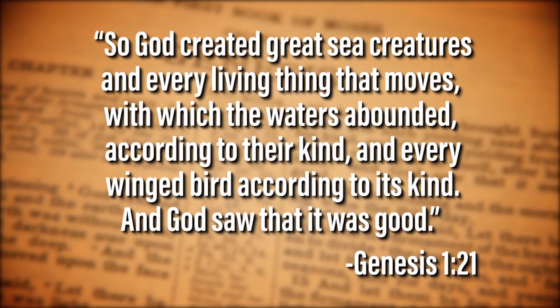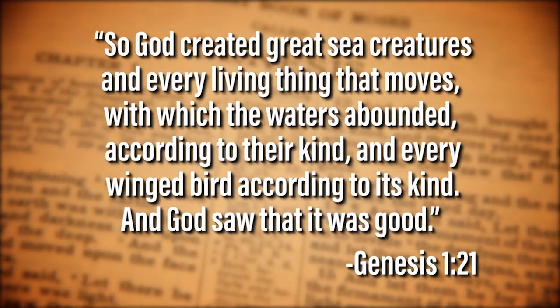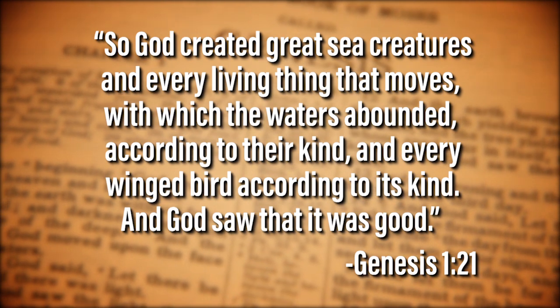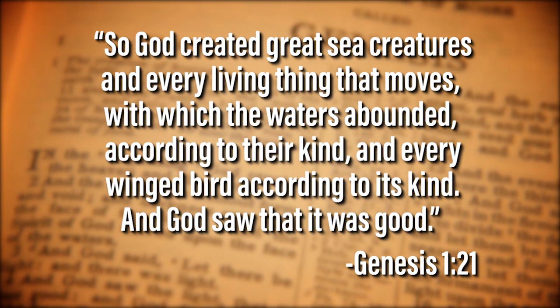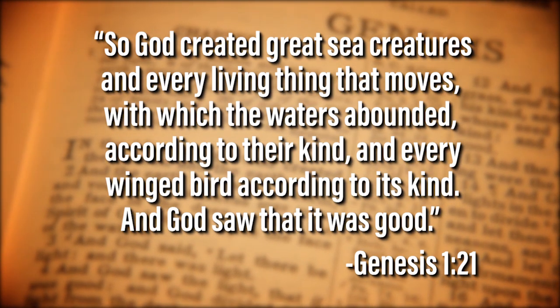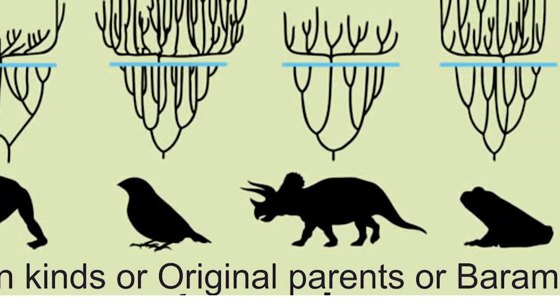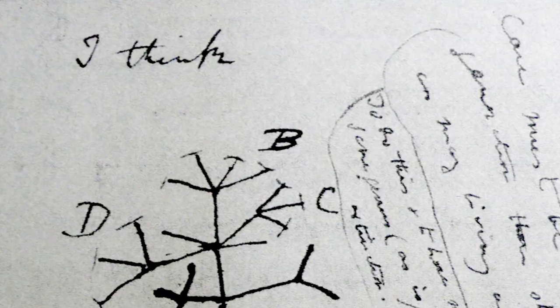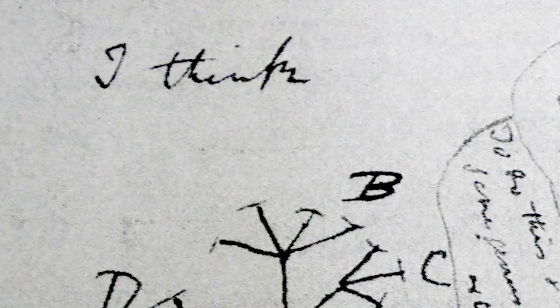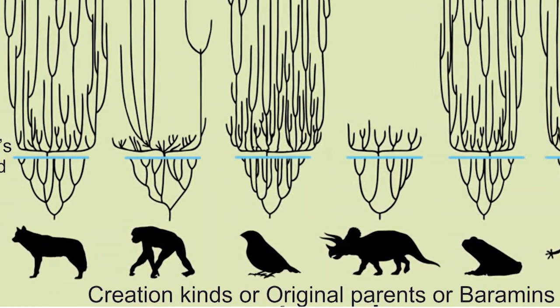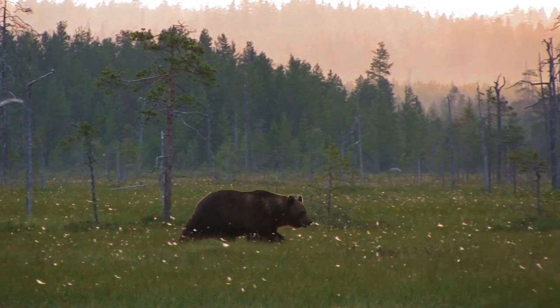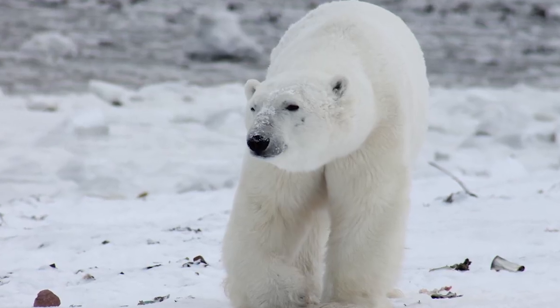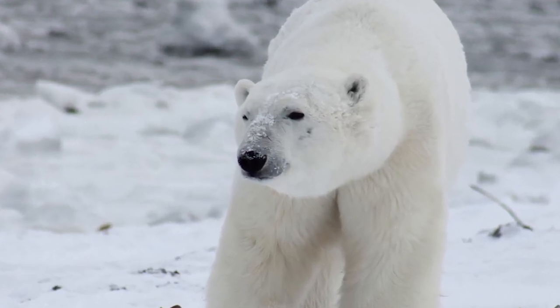Genesis 1:21 says, "So God created great sea creatures and every living thing that moves, with which the waters abounded, according to their kind, and every winged bird according to its kind. And God saw that it was good." From the beginning, God created fully formed kinds of animals. So it isn't a tree like Darwin thought. Instead, it's an orchard. God created the different kinds of animals, and then they expressed all types of amazing variety as they bred within their kind.